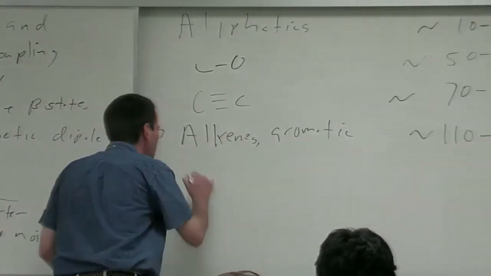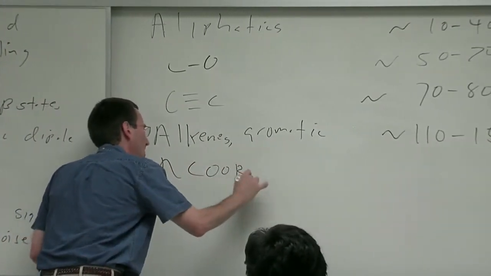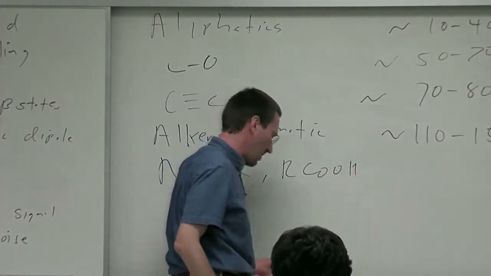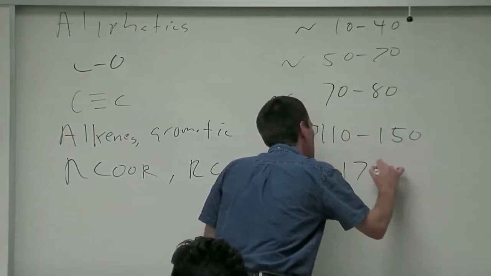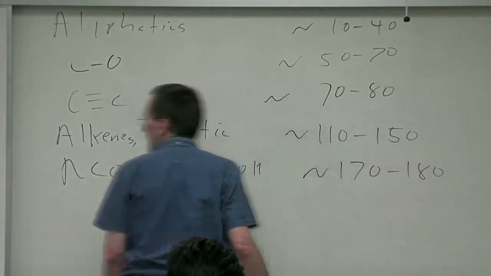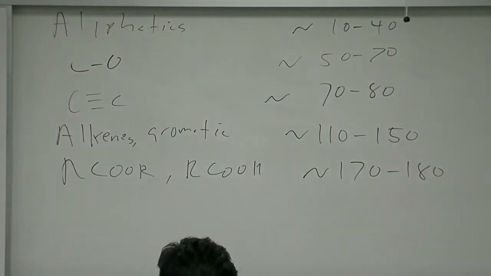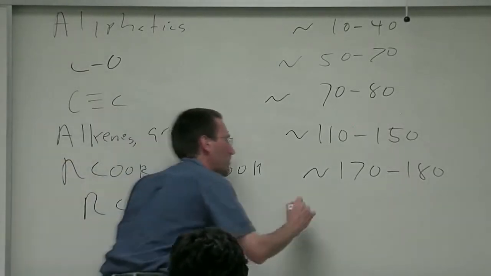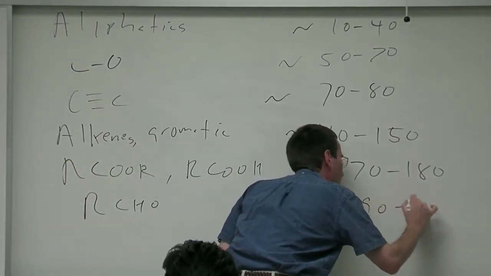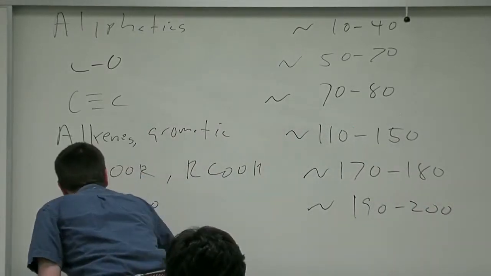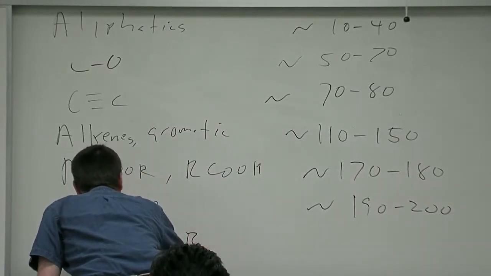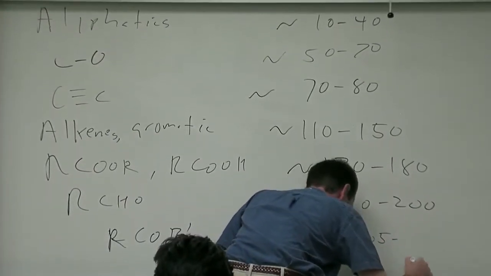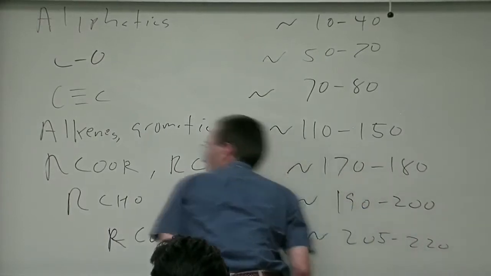All right, carbonyls, esters, and carboxylic acids, you get a little bit of a resonance effect, so they show up a little bit less far downfield than some of the others. Let's say about 170 to 180 parts per million. Aldehydes show up a little further downfield. Let's say about 190 to 200 ppm. And ketones, I'll say RCOR prime for ketones, let's say about 205 to about 220 ppm.